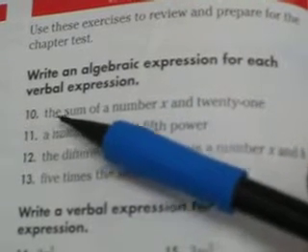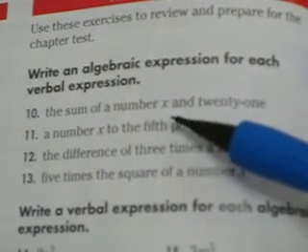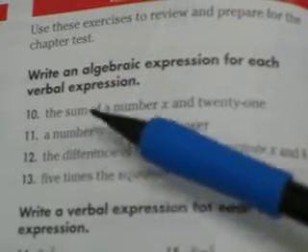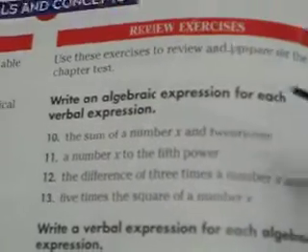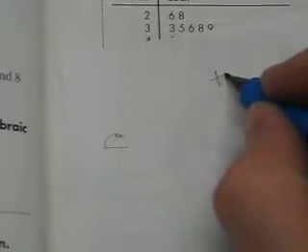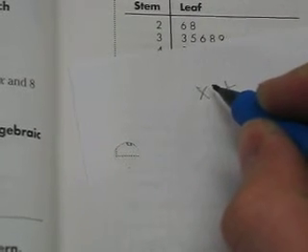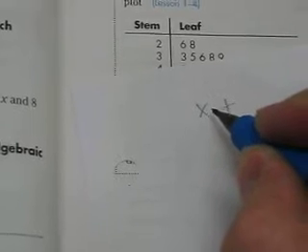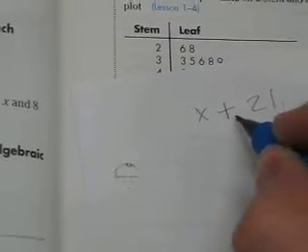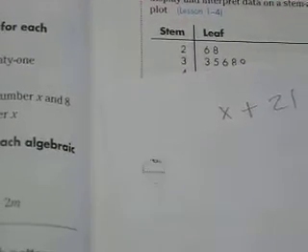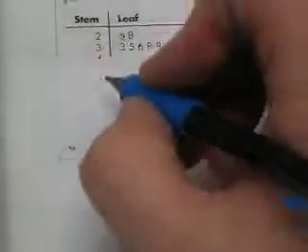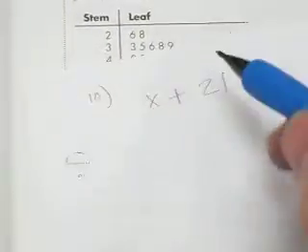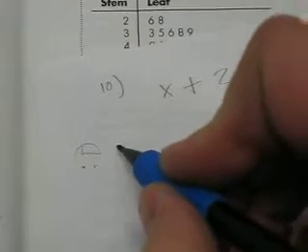On number 10, it says the sum of a number x and 21. Well, we know that sum means that we're going to add. The sum of a number x and 21 would be x plus 21. So we need to learn those keywords that tell us to add, subtract, multiply, and divide. So for number 10, we're going to have x plus 21.